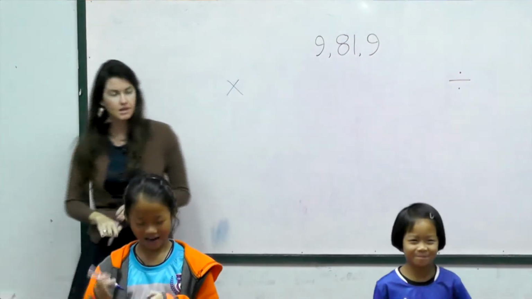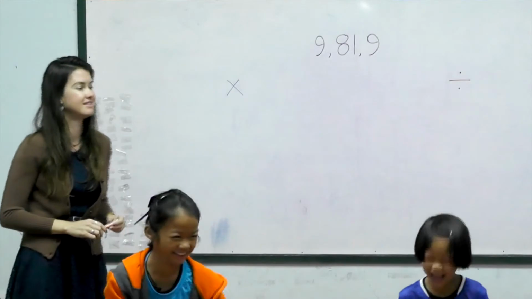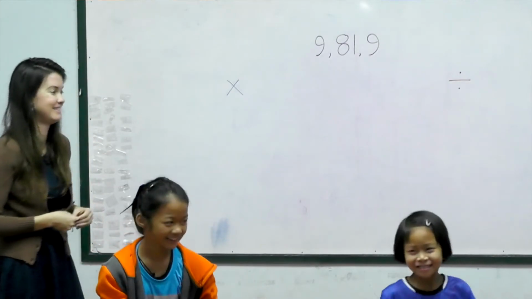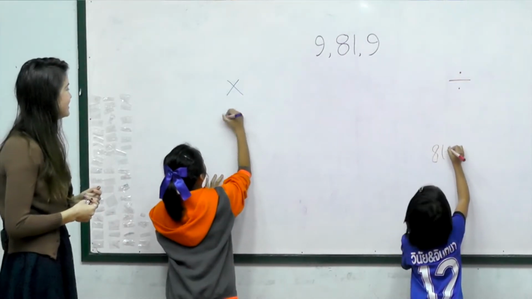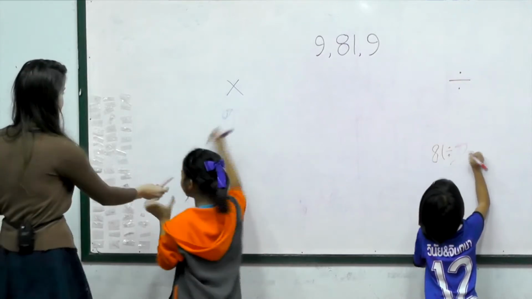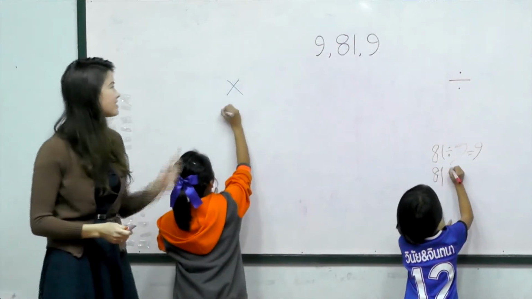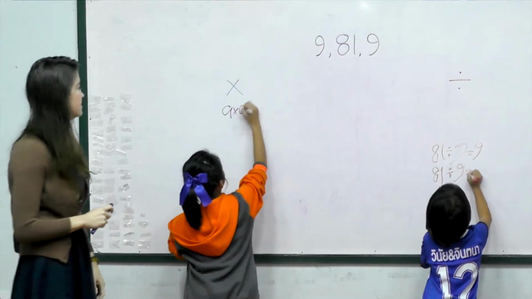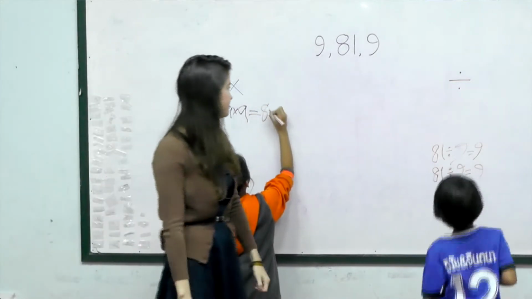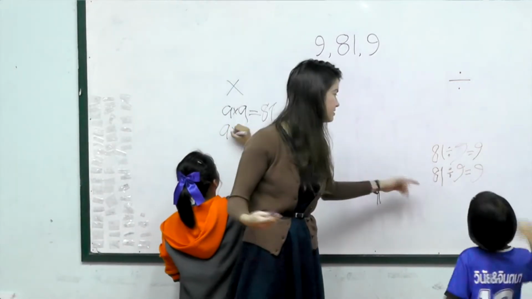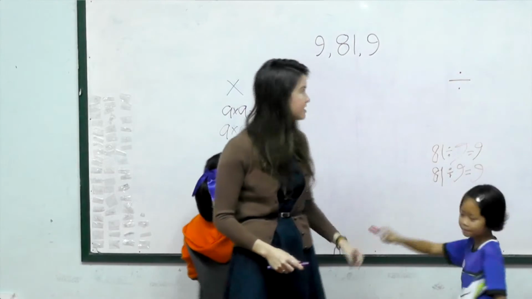Okay. Pangpon. Ready. Go. That was it. What do you notice about these numbers, friends? 9, 81, and 9. All right. Where's our biggest number? First. What is our biggest number? 81. Are these the same? Yeah, they are the same.